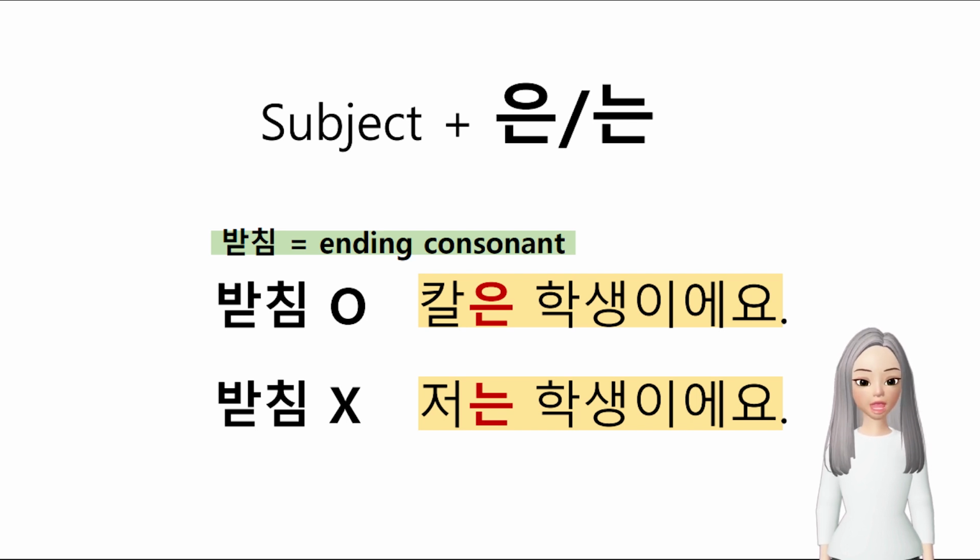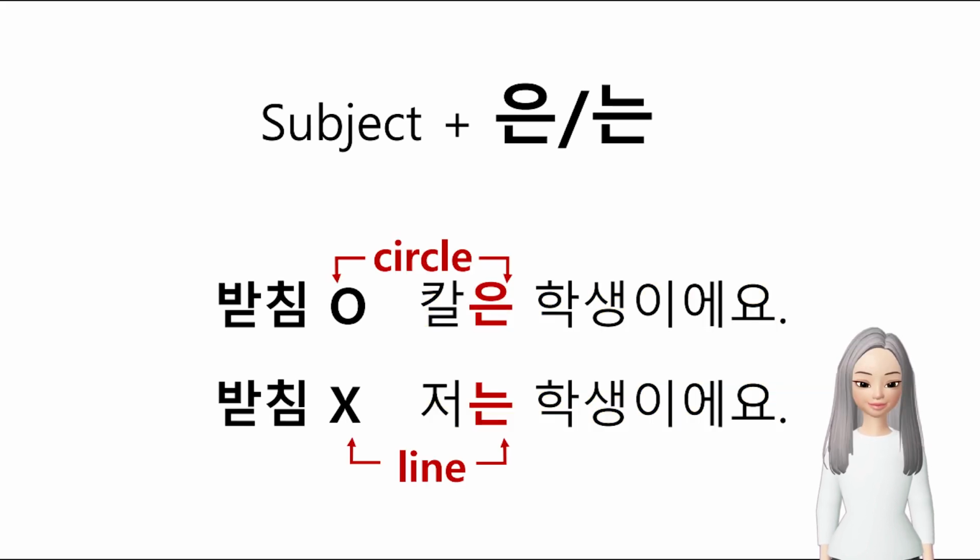However, let's look at the sentence below. 저는 학생이에요. This means I am a student. Here the subject is 저, and it doesn't have a 받침. It doesn't end with a consonant. It ends with a vowel. So we're gonna use the marker 는.